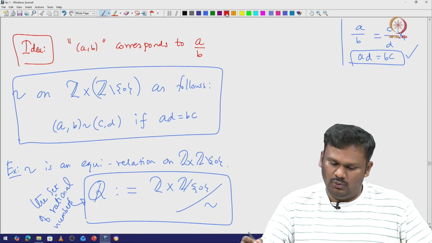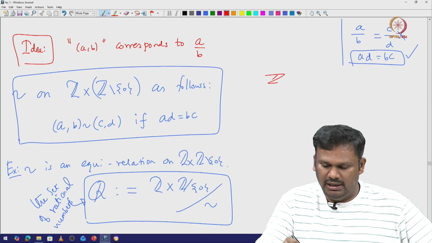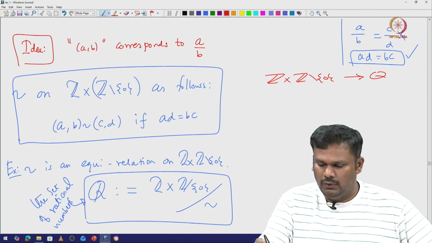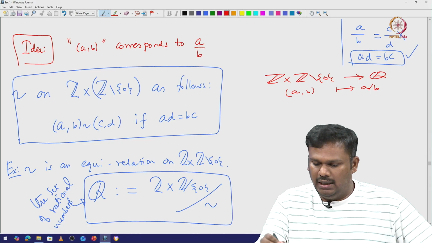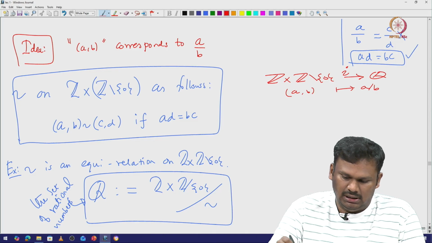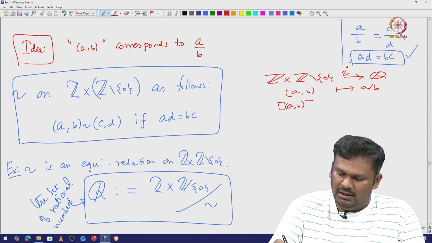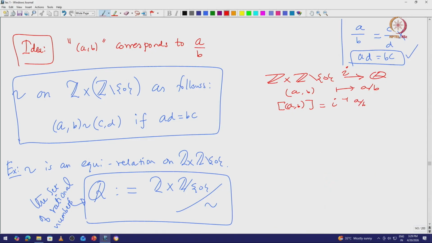So, like I said, if we work a little bit backward, what we have done indeed is define this map from Z cross Z difference 0 to Q, where we take the tuple A comma B and send it to A divided by B. And if you look at this map I, then the equivalence class related to this A comma B is nothing but I inverse of this A by B. So, that is what is happening in the background, but we can't use this because we do not know what the definition of Q is.